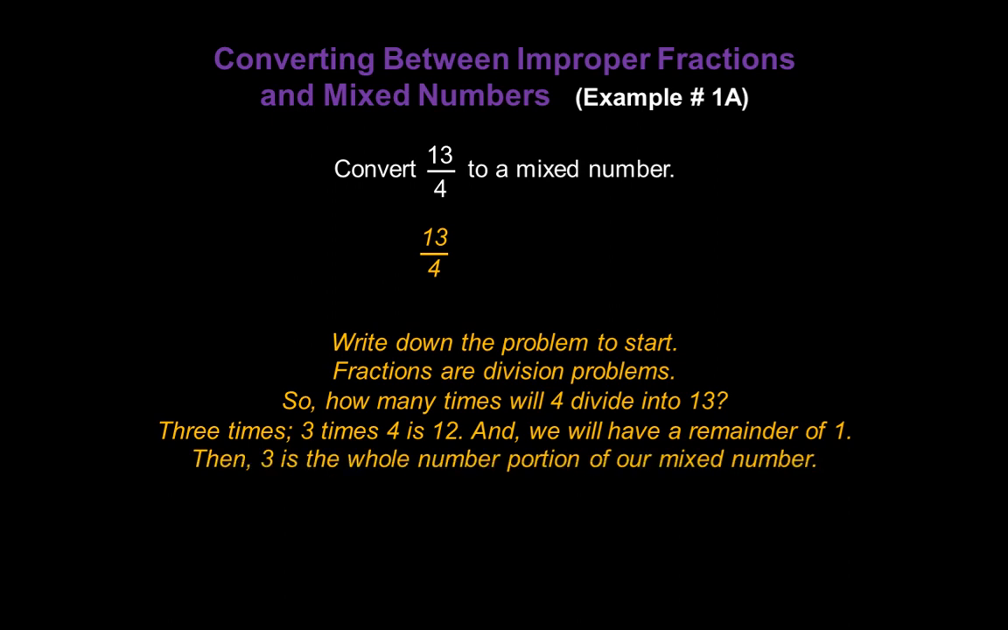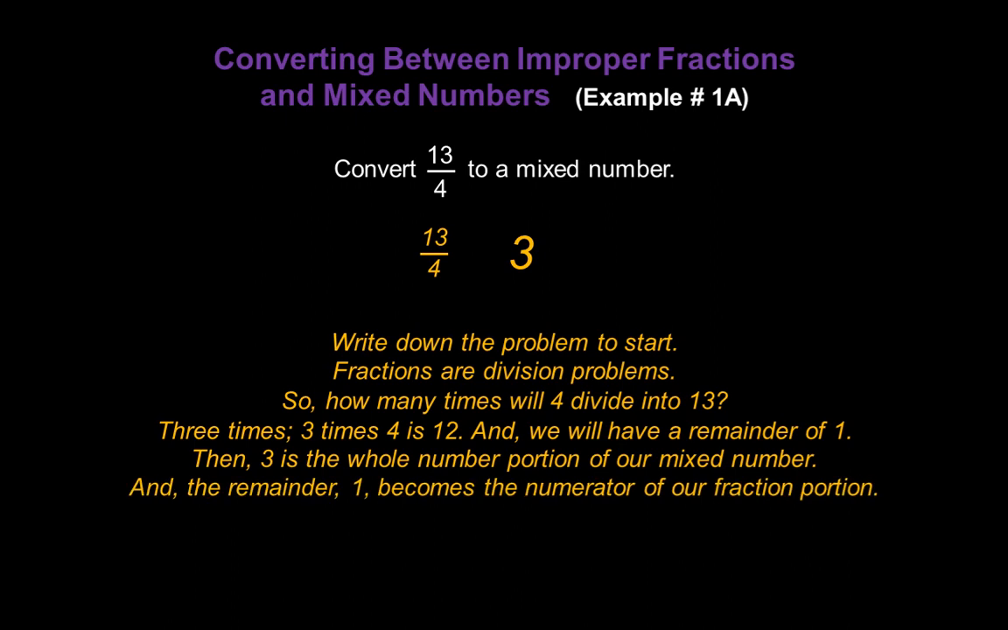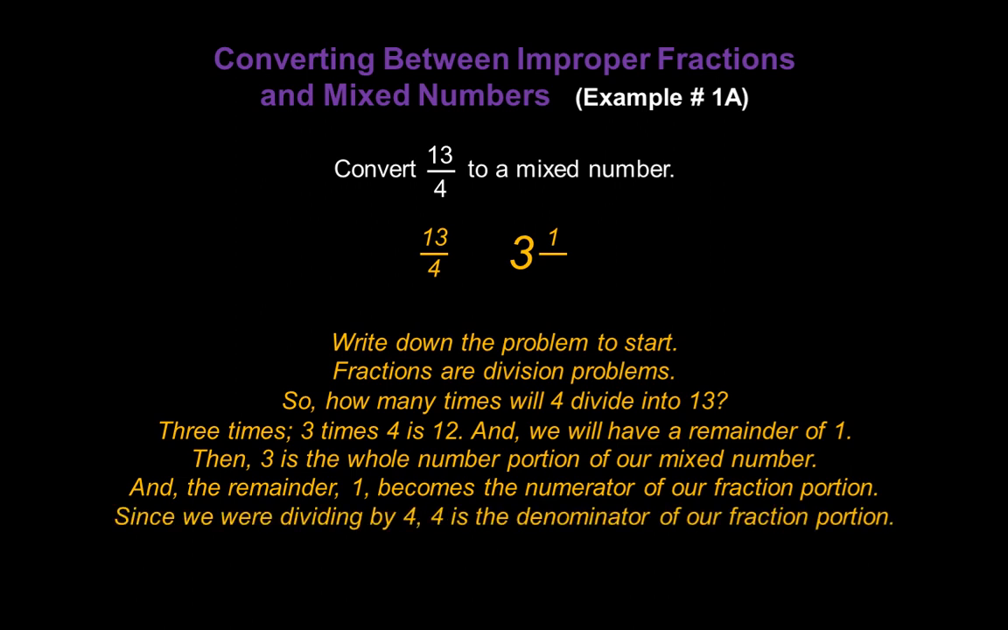Then 3 is the whole number portion of our mixed number. And the remainder 1 becomes the numerator of our fraction portion. And finally, since we were dividing by 4, 4 is the denominator of our fraction portion. So 13/4 is the same as 3 1/4.